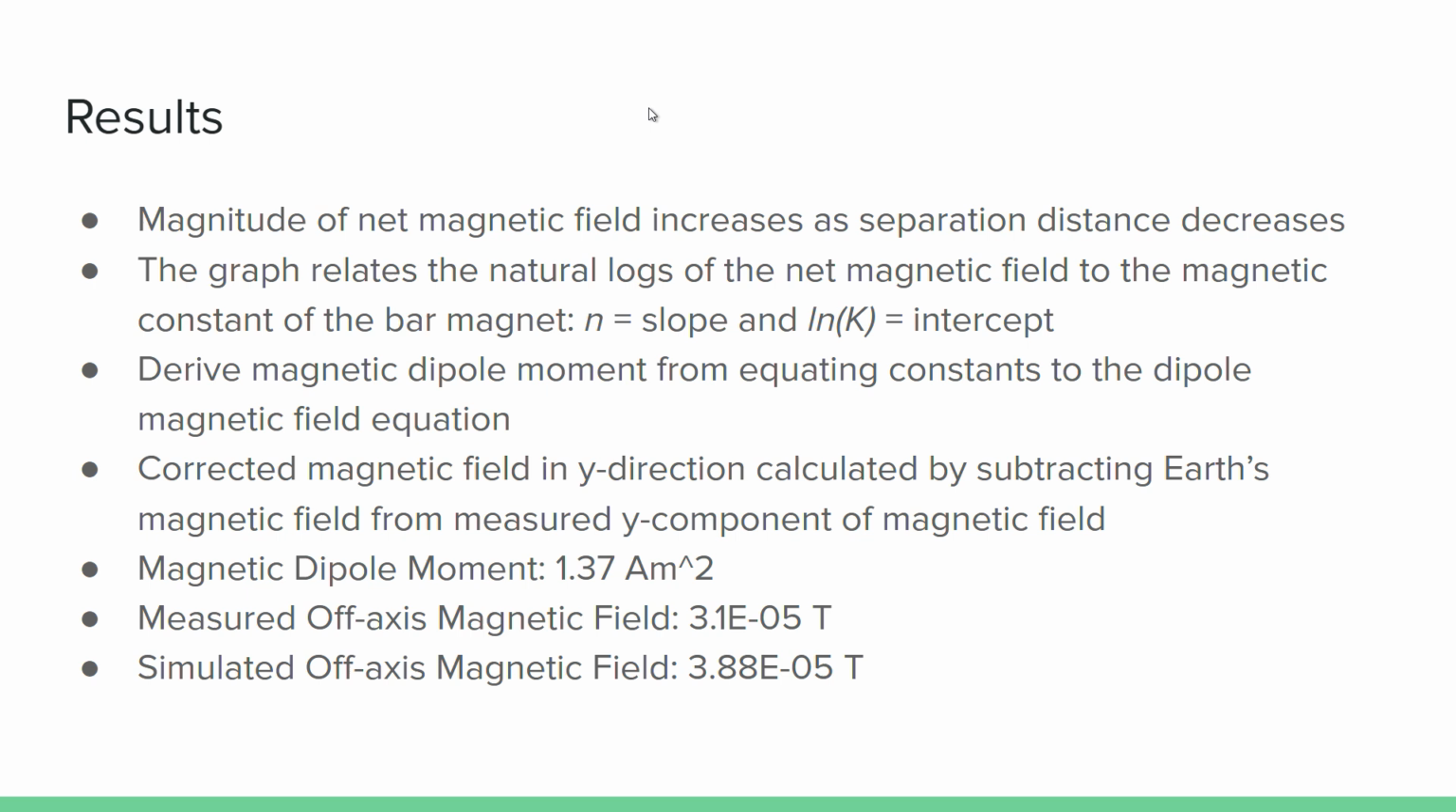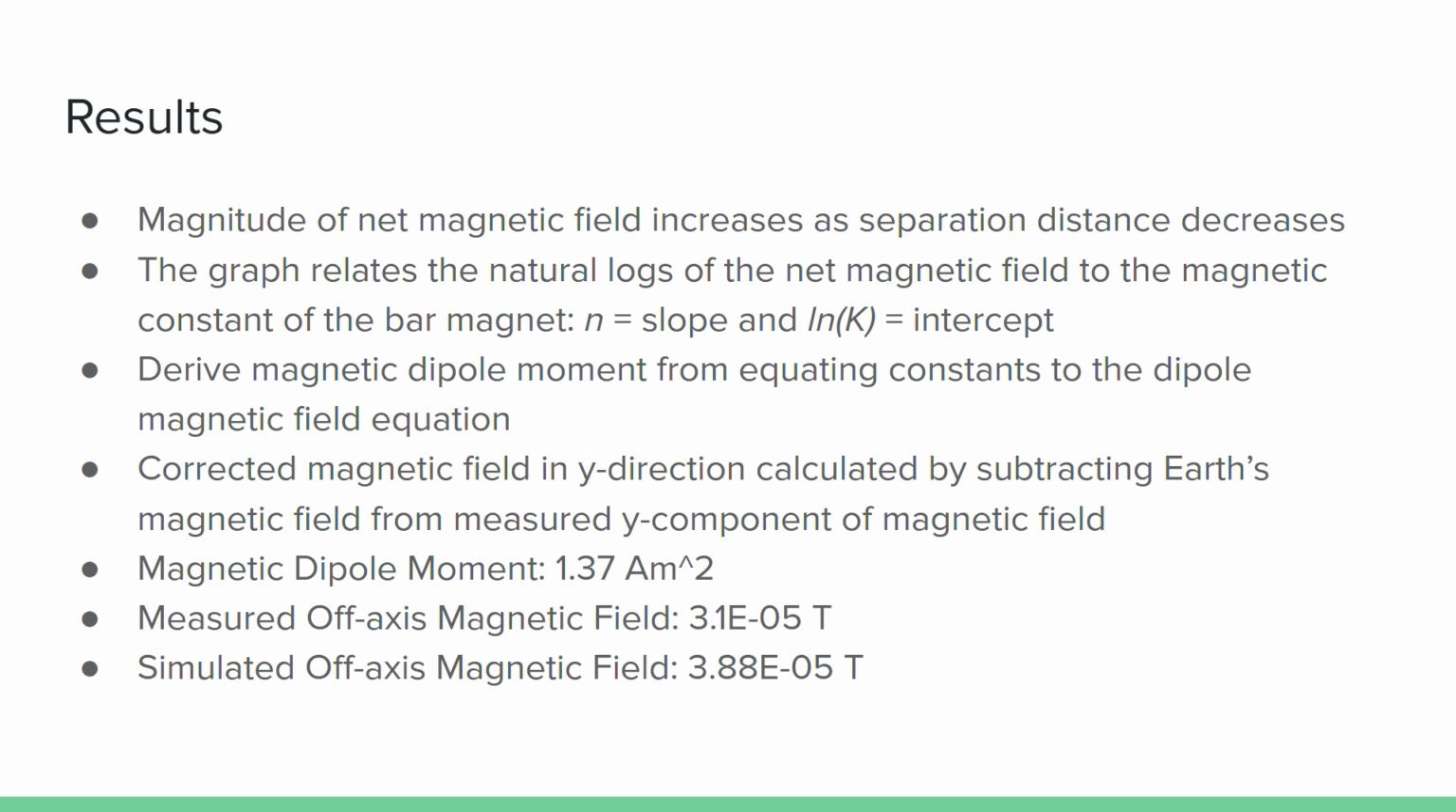Overall results were that the magnitude of the net magnetic field increases as the separation distance decreases, i.e. an inverse relationship. The graph relates the natural logs of the net magnetic field to the magnetic constant of the bar magnet, where n is equal to the slope and the natural log of k is equal to the intercept. We then derive the magnetic dipole moment from equating constants to the dipole magnetic field equation as I described previously.